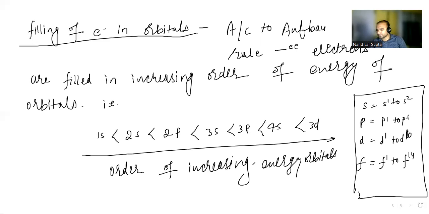Done. Yes, sir. So I'm erasing this one. Can I erase? Yes. Okay. So I'm writing here elements. Here I'm writing electronic configuration.